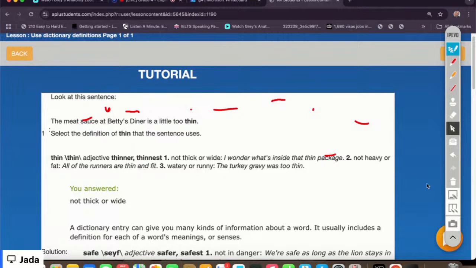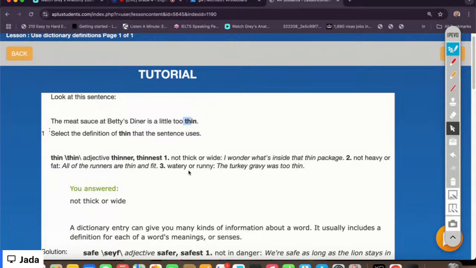Alright, so now we can look at some examples. Look at the sentence: The meat sauce at Betty's dinner is a little too thin. Now the word is thin. So you have to select the best definition of thin from all these ones here. Okay, so we have different definitions here. You have to select the one that is suitable to the meaning of thin in this sentence.